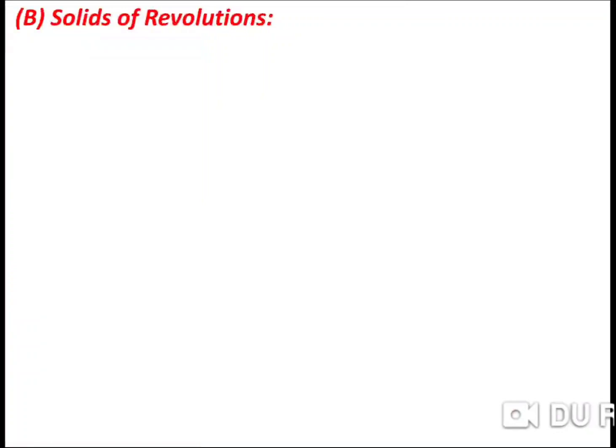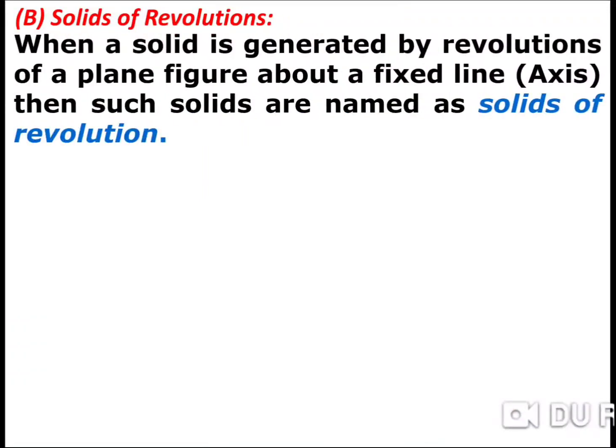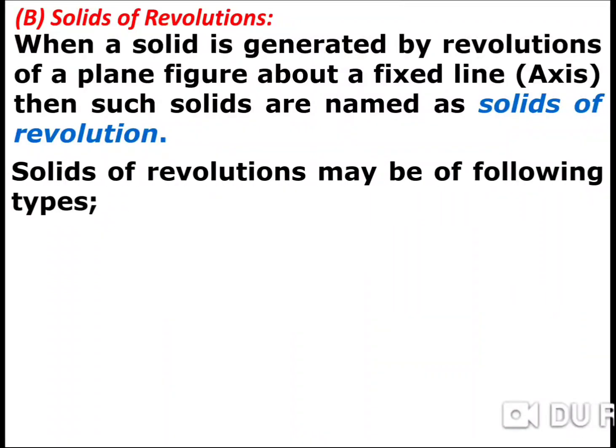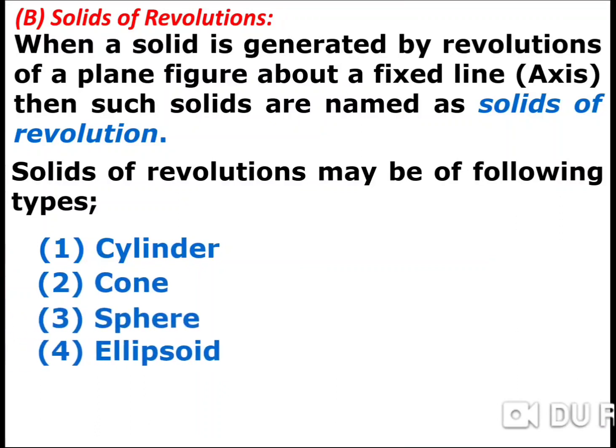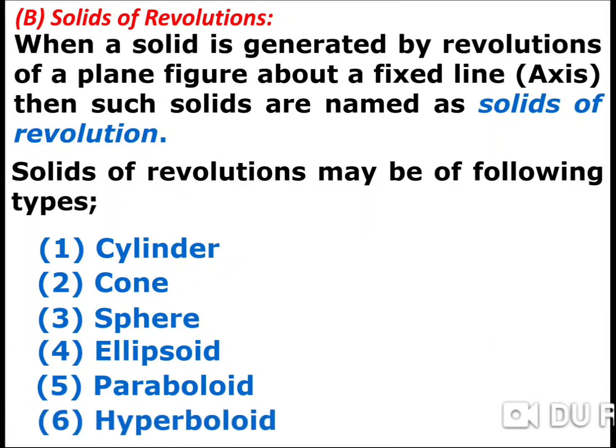Now we will study the solids of revolution. When a solid is generated by the revolution of a plane figure, here a rectangle, about a fixed axis, then such solids are named solids of revolution. Solids of revolution may be of the following types: cylinder, cone, sphere, ellipsoid, paraboloid, hyperboloid.